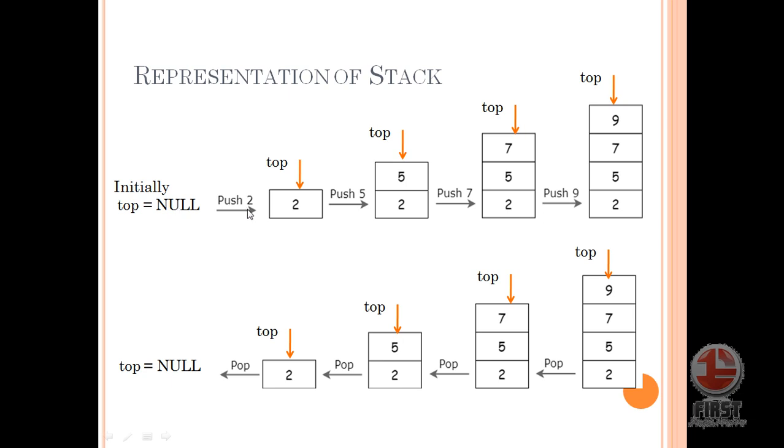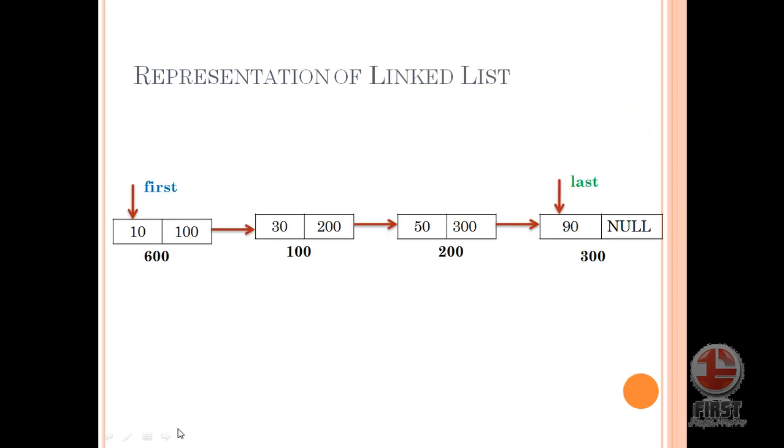As soon as we insert the first element into the stack, see here in the diagram we are inserting 2, or I can say push 2 into the stack, the top pointer will be pointing to the topmost element, which is 2 in this case. Then again I am pushing another value 5 into the stack, so 5 becomes the topmost element, thus top pointer is pointing to 5. Similarly, in the next case, top pointer is pointing to 7 and 9.